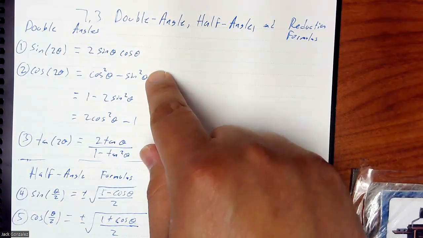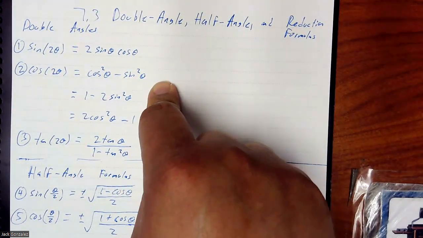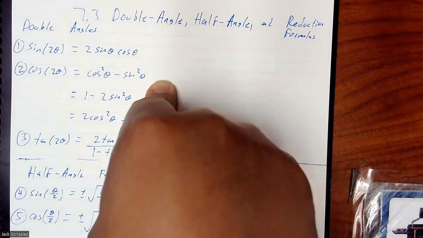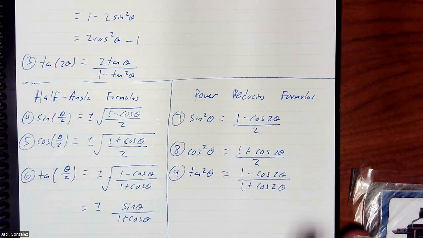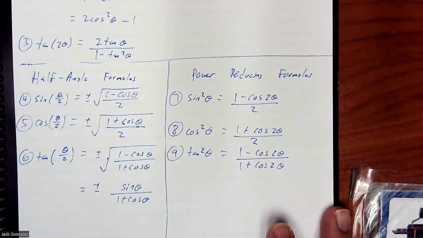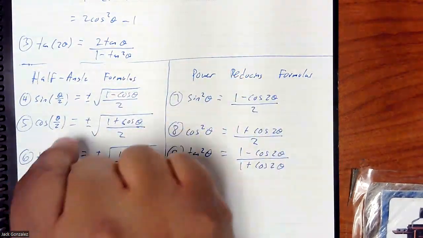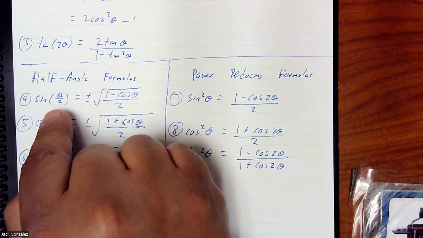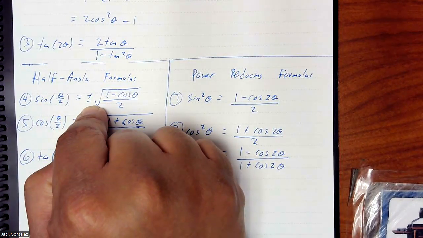Okay. Cosine 2 theta, same idea. Although you have 3 things to choose from, choose the one that you think is most useful or helpful. It's up to you. Depends on the question. And then, of course, there's tan 2 theta. It's only one. And as I said before, the location of the half angle will determine if this is plus or minus.